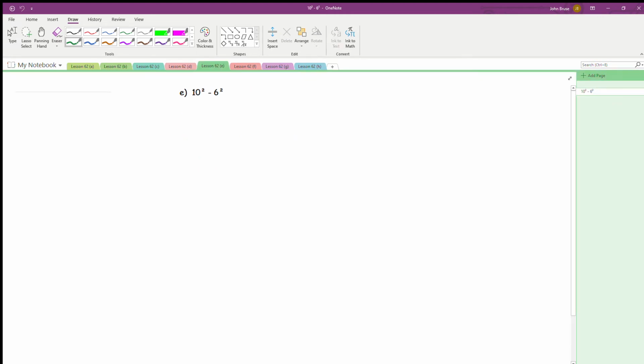Okay, now we're going to take this up a notch, and we're going to subtract exponents. So first thing we need to do is take 10 squared, or 10 to the second power. I'm going to write that down. That is 10 times 10. And then we're going to take that answer, whatever it is, and we're going to subtract it from 6 squared, or 6 to the second power, which is 6 times 6. So we're going to solve these, and then we're going to find the difference.